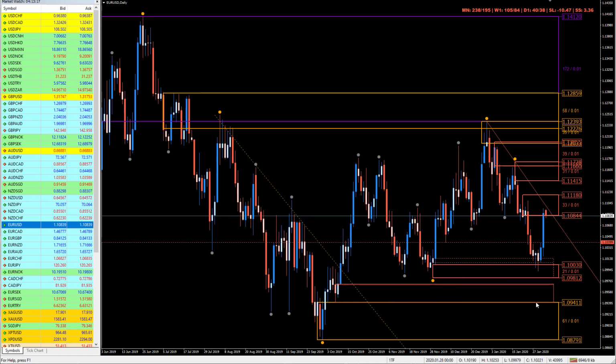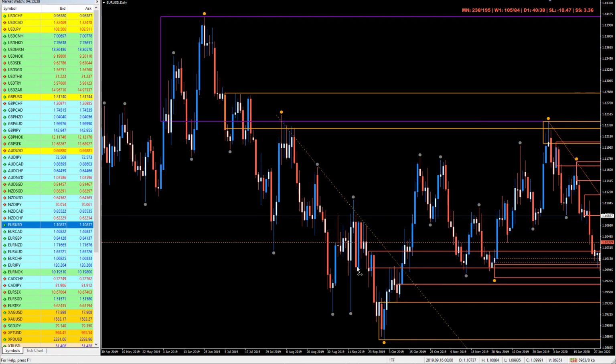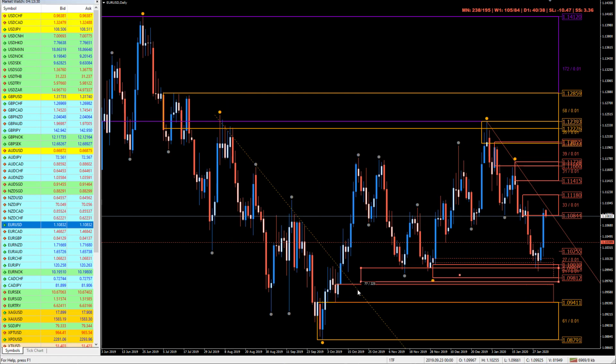Below price, we have this area here. This area took out this supply, which was tested a few times, and now it's gone. The area that did it is this one. For this area of demand, the buy zone is the low of the deepest retracement. So that might be interesting.